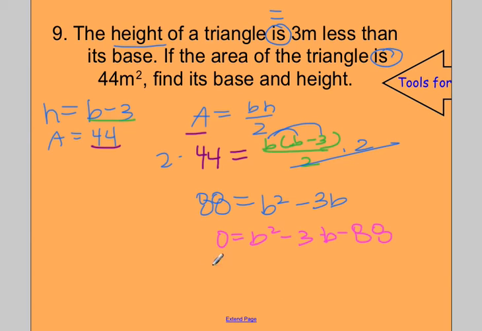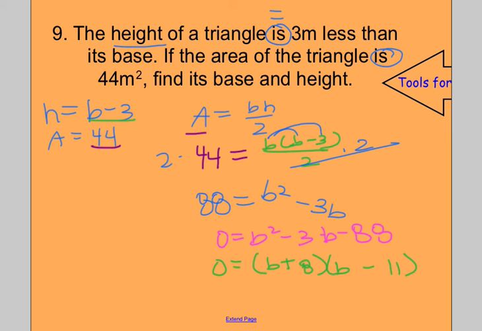And from here I need to factor. There's no GCF, so I know I'm going to just do b and b in the front. And I would say, what multiplies to negative 88 but adds to negative 3? This one's a little bit easier. 8 times 11 is 88. Would that work? Let's write it down. 8 and 11. To add to a negative 3b, well, 8 minus 11 is a negative 3b. So that's going to work.